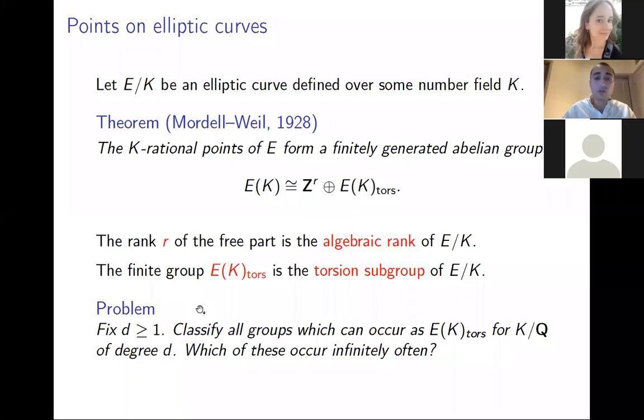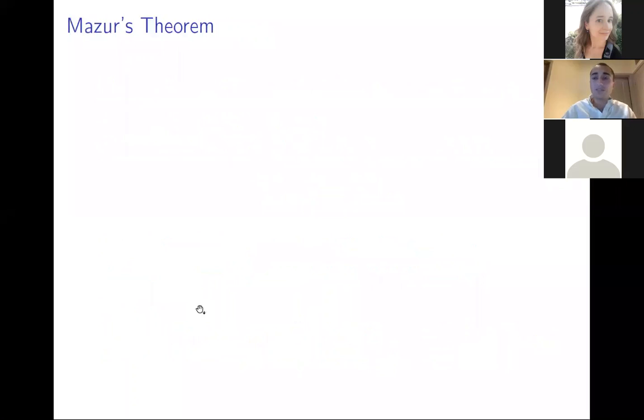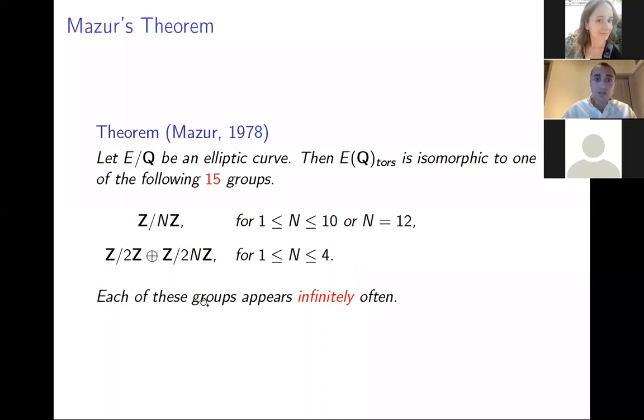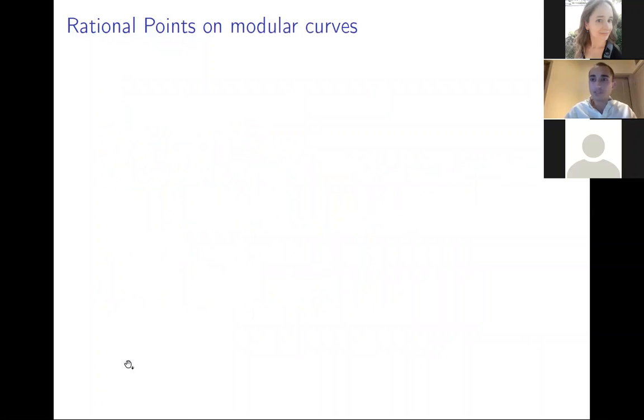So we have this wonderful theorem of Mazur, which says that if we have an elliptic curve over the rationals, then E(Q)_tors is isomorphic to one of the following 15 groups, and each of these groups appears infinitely often. So this is an amazing result. And how does Mazur go about proving such a result?